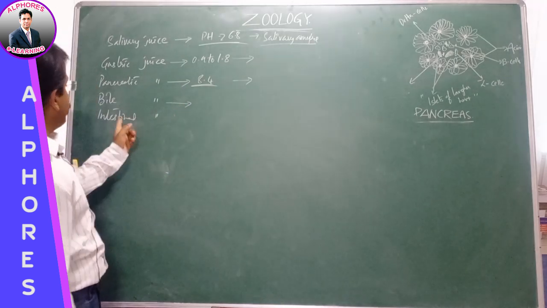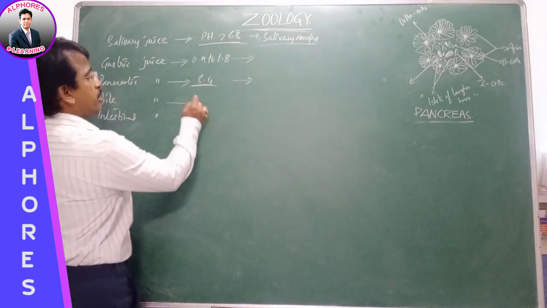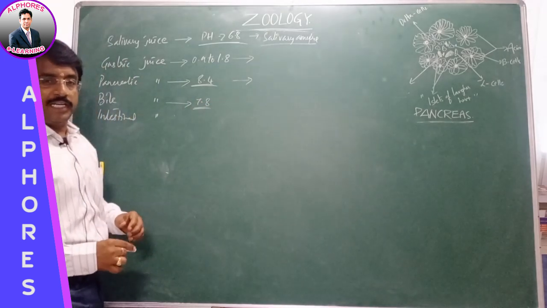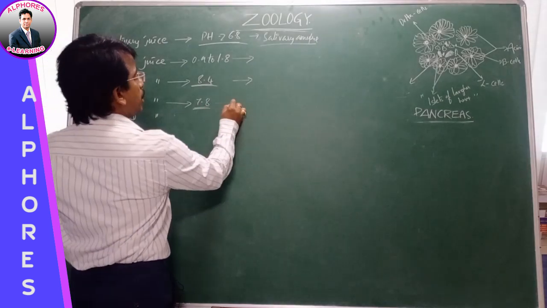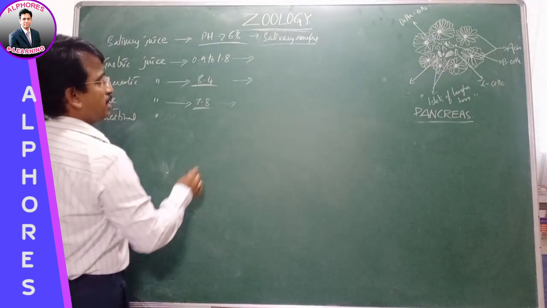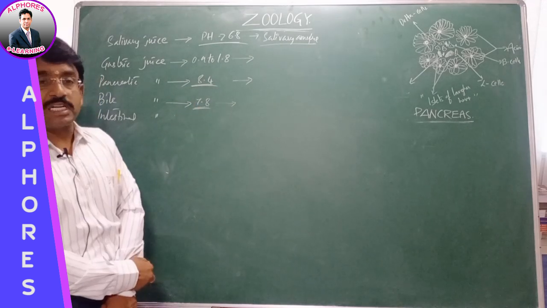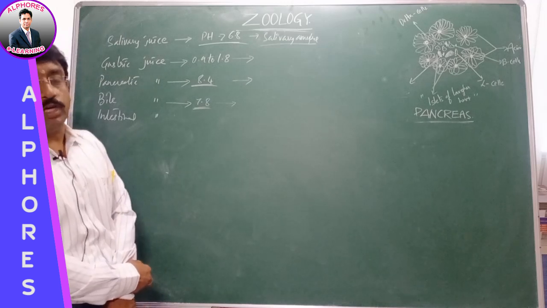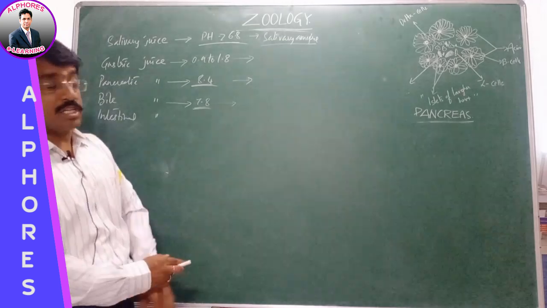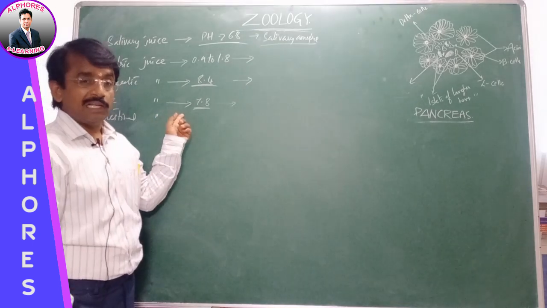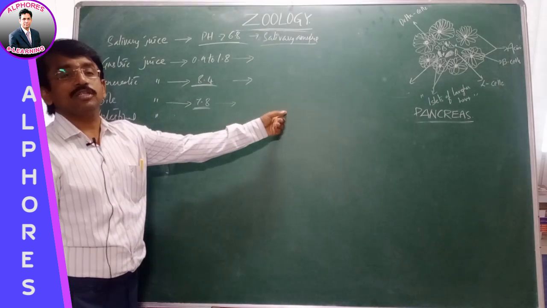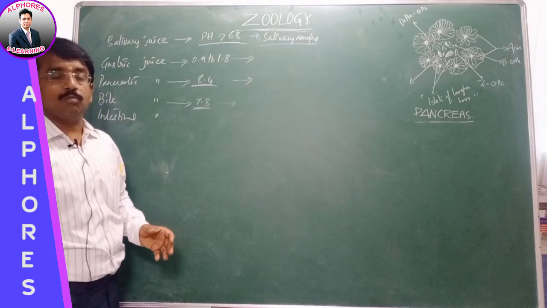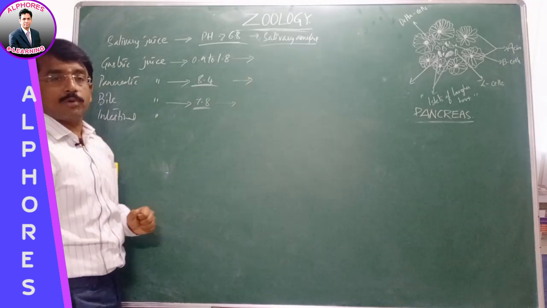Next, bile juice, an enzymeless secretion whose pH is about 7.8. It contains bile salts and bile pigments: sodium and potassium taurocholate and glycocholate, which play a vital role in emulsification. Though it is without enzymes, it plays a role in the digestion of fats through emulsification. Bilirubin and biliverdin are also components.